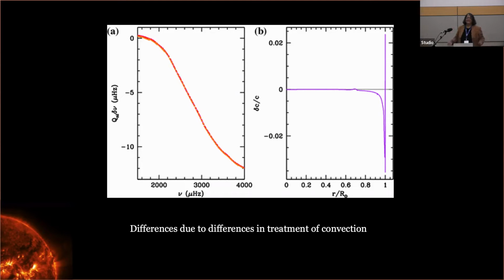We have enough data for the sun. So instead of comparing frequencies, we take the solar frequencies and invert them to figure out what the structure looks like. The structure of the interior determines the frequencies. So we take the frequencies and say, okay, what does the structure look like?